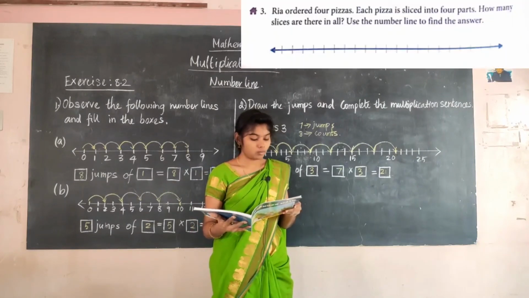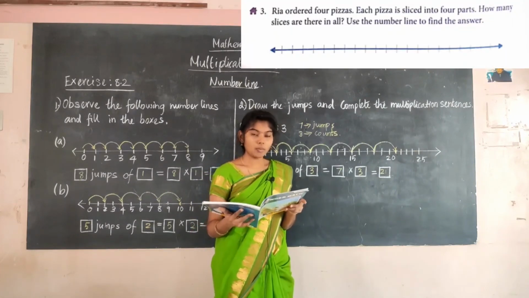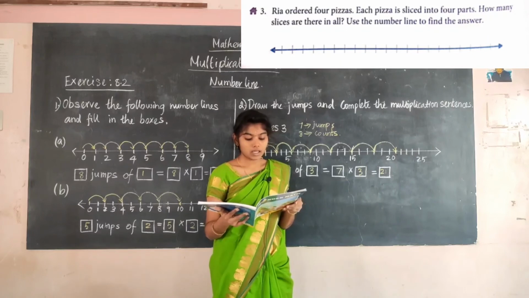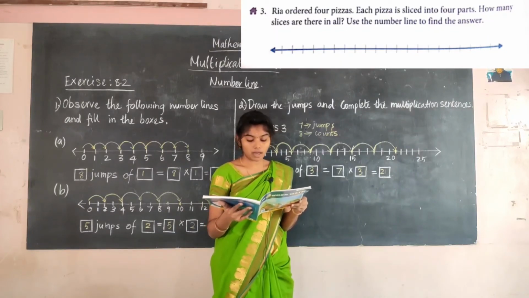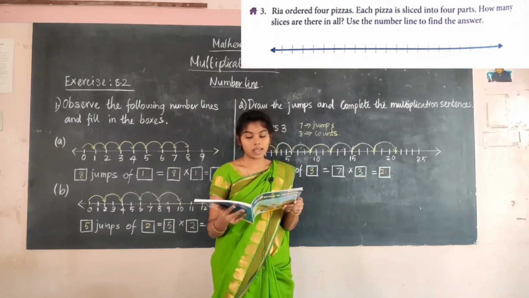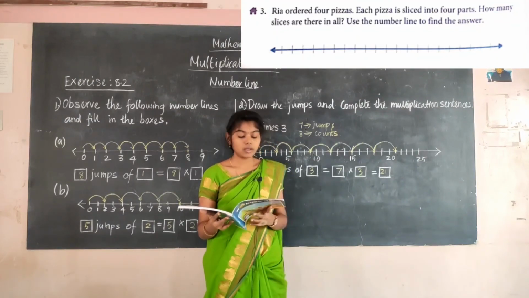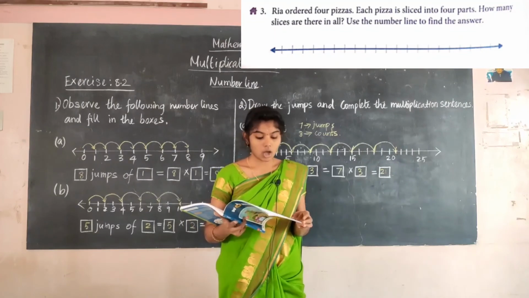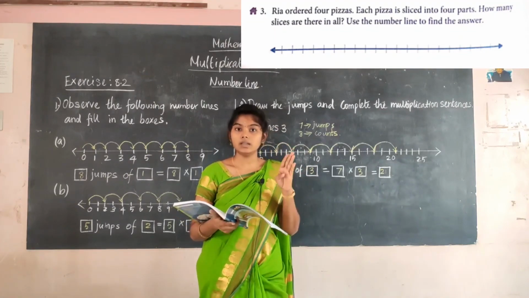Now the third problem. Riya ordered 4 pizzas. Each pizza is sliced into 4 parts. How many slices are there in all? Use the number line to find the answer. So here Riya ordered pizzas. How many pizzas? 4 pizzas she ordered.